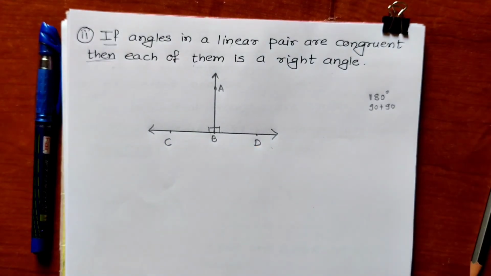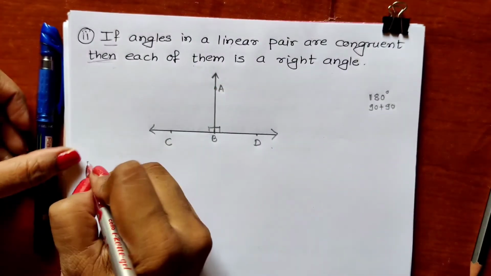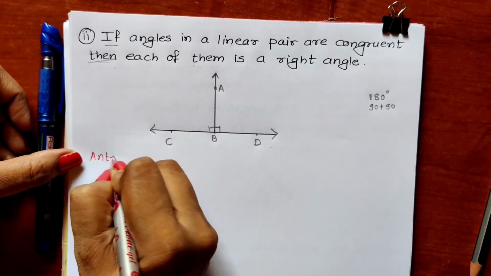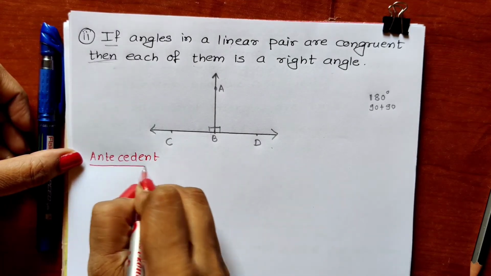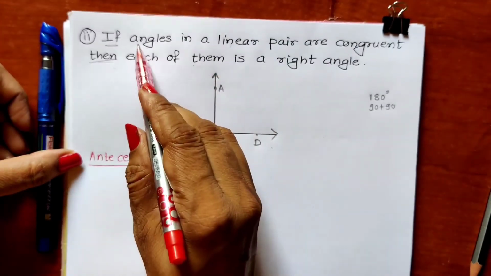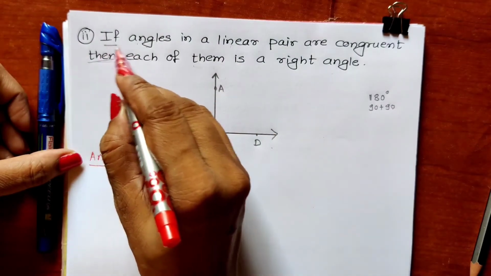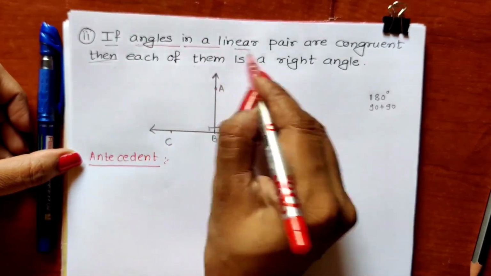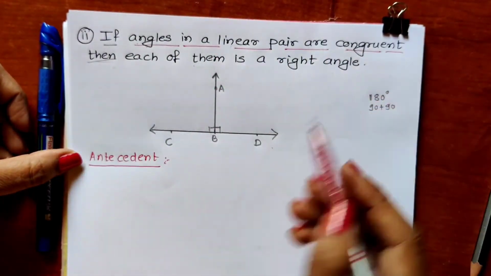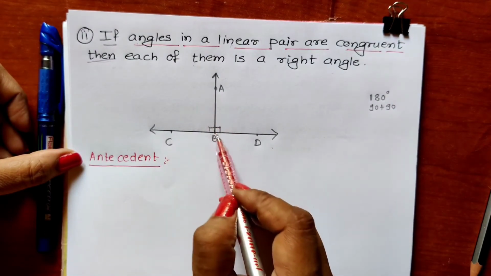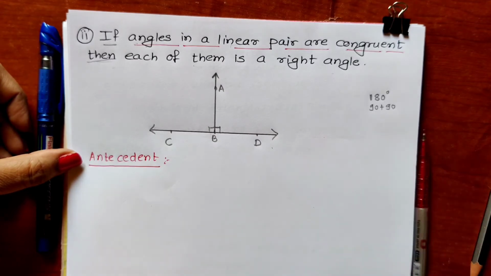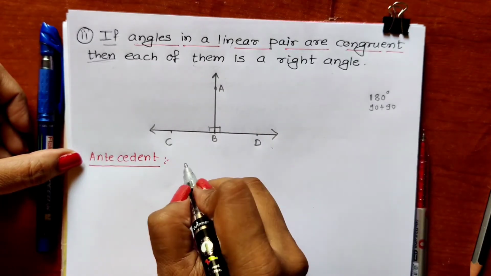So from this given conditional statement, we will be writing antecedent and consequent. So antecedent is the statement which is written after this word if. Angles in a linear pair are congruent. So which two angles are here in the linear pair? Angle ABC and angle ABD. So these two angles are congruent. This is given to us.